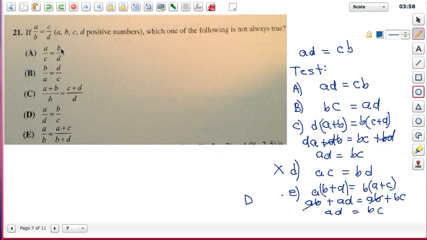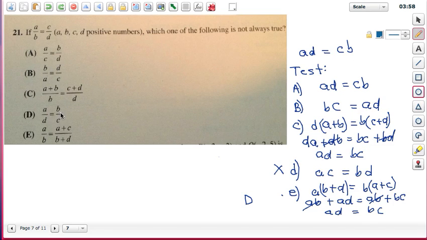So A over C, if you cross multiply this, you get AD equals BC. So that works. And the second one is BC and AD, and that works. That matches the top one here. C, if you cross multiply this, you have D distributed over A plus B and B distributed over C plus D. Simplifying it, you get AD is equal to BC, which is basically the same thing here. So C works.